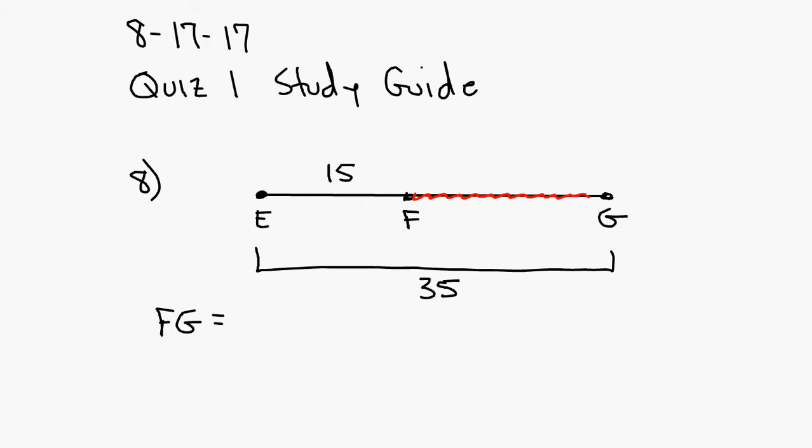All right, so if the whole piece is 35 units long and this short piece is 15, how do you find the other short piece? Subtract, right? So just 35 minus 15, what do you got? 20, good. So that segment's 20. Questions? The two small pieces have to add up to the big piece.